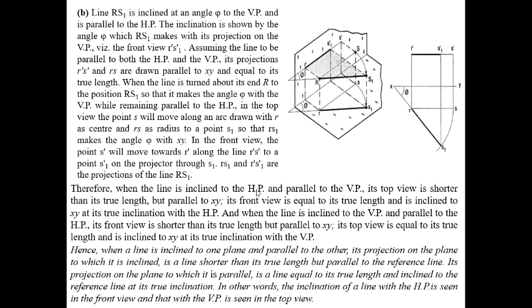When the line is inclined to the HP and parallel to the VP, its top view is shorter than the true length but parallel to XY. Its front view is equal to its true length and shows the inclination with the HP. And when the line is inclined to the VP and parallel to the HP, its front view is shorter than its true length but parallel to XY, and its top view is equal to its true length. So when a line is inclined to one plane and parallel to the other, its projection on the plane to which it is inclined is shorter than its true length, but parallel to the reference line. Okay?